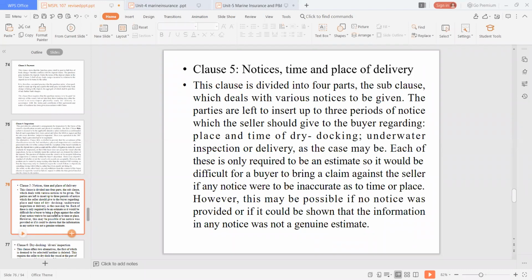Each of these is only required to be an estimate, so it would be difficult for a buyer to bring a claim against the seller if any notice is considered to be inaccurate as to time or place. However, this may be possible if no notice was provided or if it can be shown that the information in any notice was not a genuine estimate. So 3 periods of notice and time and place of delivery will be mentioned in clause 5.